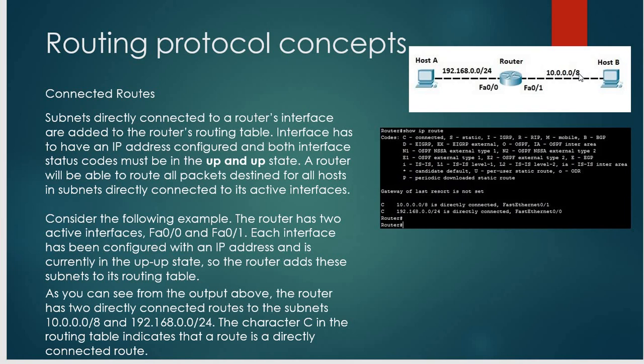10.0.0.0/8, what does it mean? /8 means class A IP addressing. Okay, class A. If it is /24, this is class C. Why? What is the meaning of this /8 and /24? How does it come? So let me try to explain it.